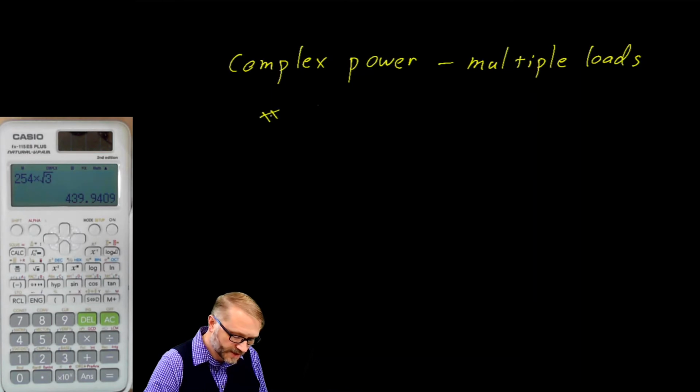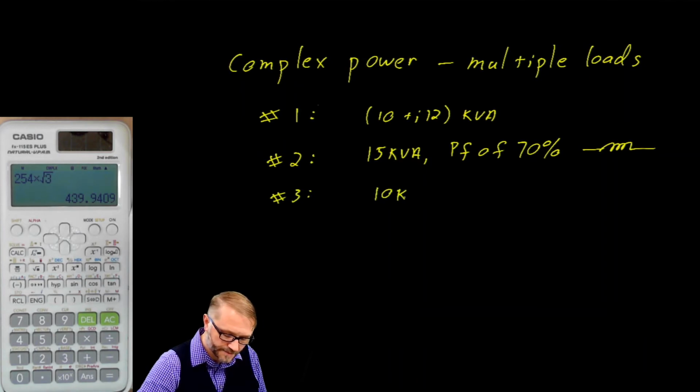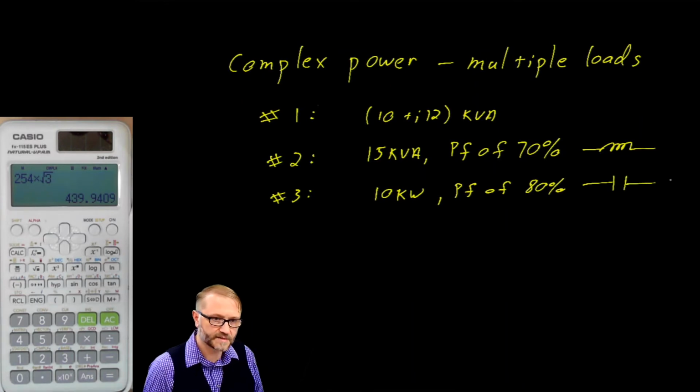Suppose you're given 3 loads. Load number 1 is defined as 10 plus J12 kVA. Load number 2 is defined as 15 kVA with a power factor of 70%, but it's inductive. Load number 3 is defined as 10 kW with a power factor of 80%, this time capacitive.